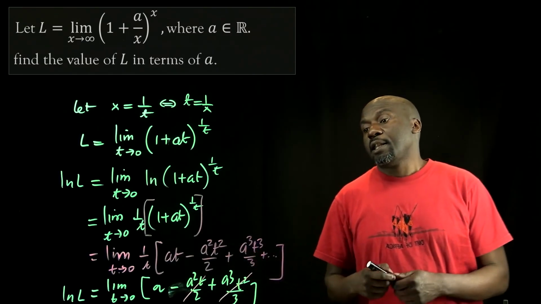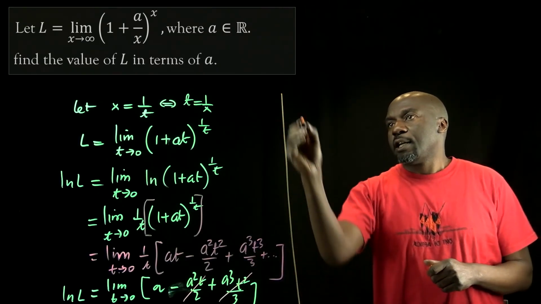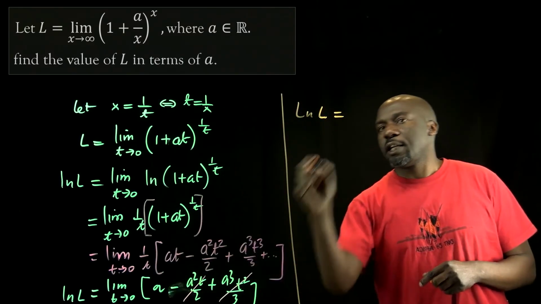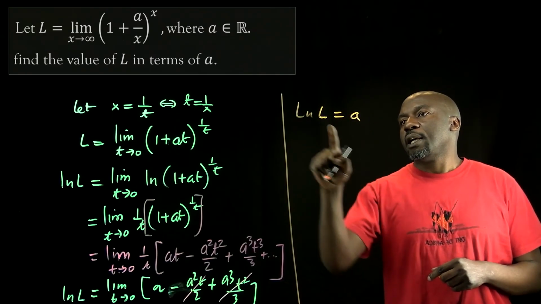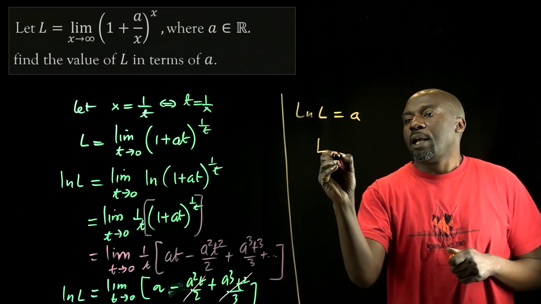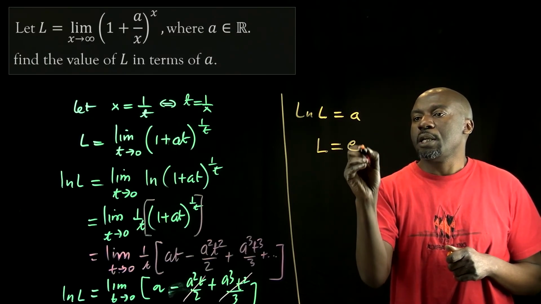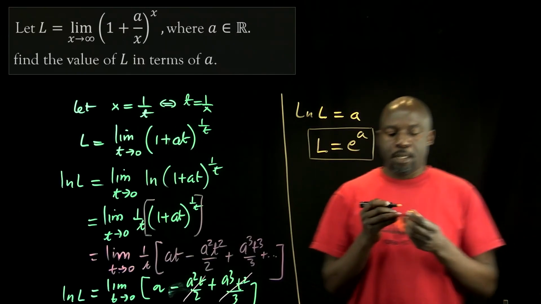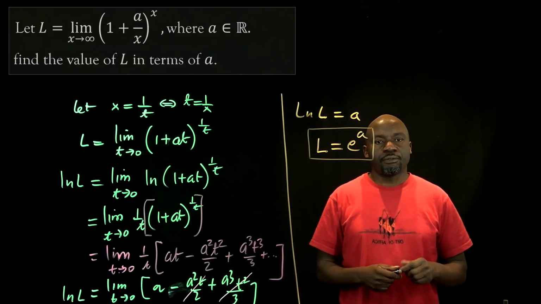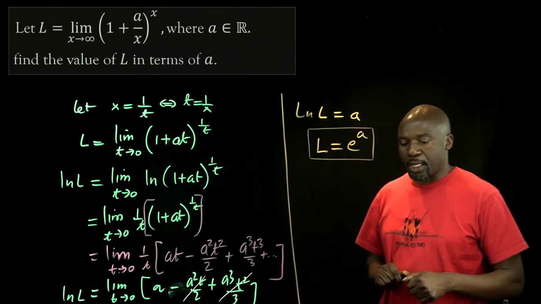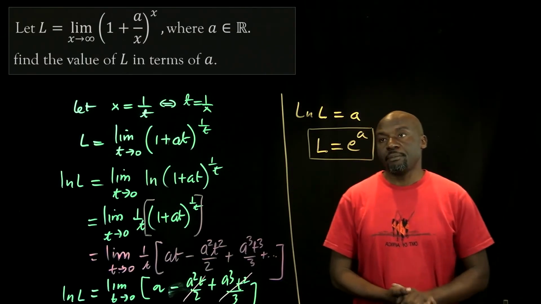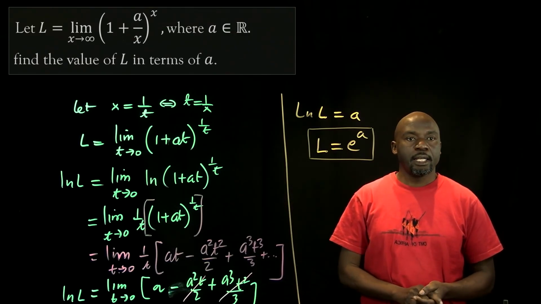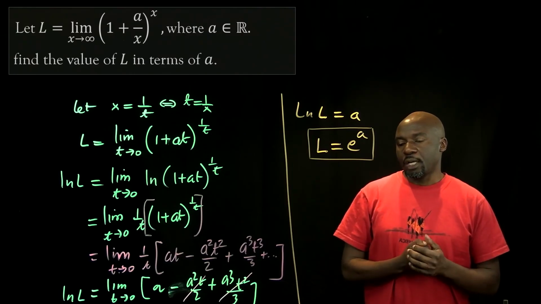So I can now write that ln of L is just a. And that means, if I change this to index notation, L equals e to the power of a. Okay, so this is the sort of question you might get from an examination body like the IB to show your mastery of this process. Okay, thank you very much. We'll go to the next stage.